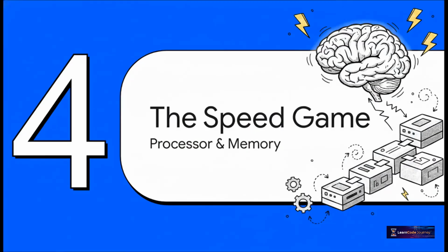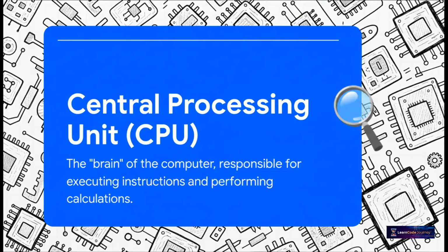But how does the computer actually think? I mean, what happens in that process step? Well, that brings us to the real heart of the machine, the two components that define its speed and power, the processor and the memory. This is the central processing unit, or CPU. You've heard of it, of course. It's the brain. It's the engine that runs every single command.